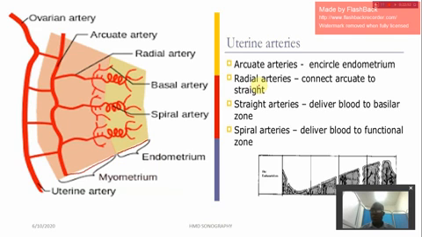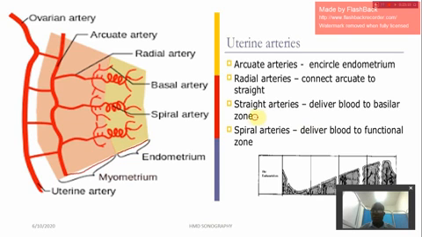The arcuate arteries encircle the endometrium. So it goes around the endometrium. They connect arcuate to straight arteries. Straight arteries deliver blood to the basal zone, or the basal layer.